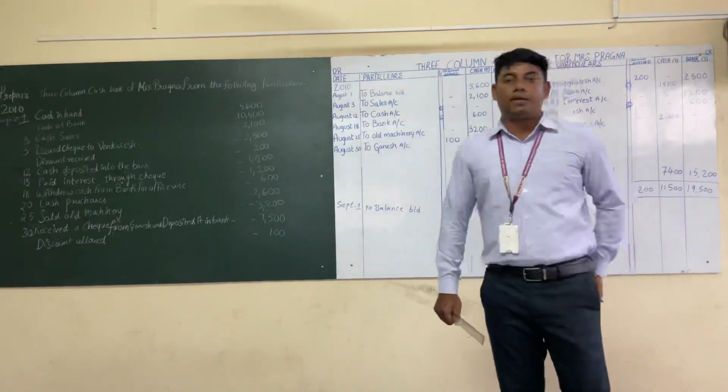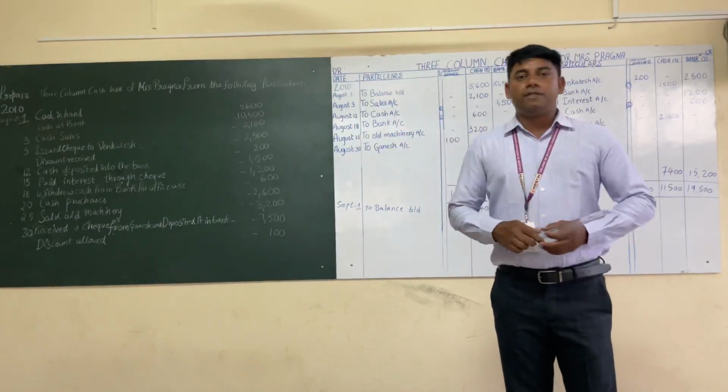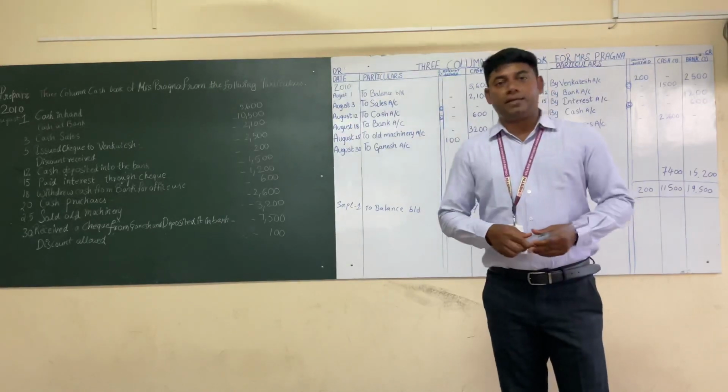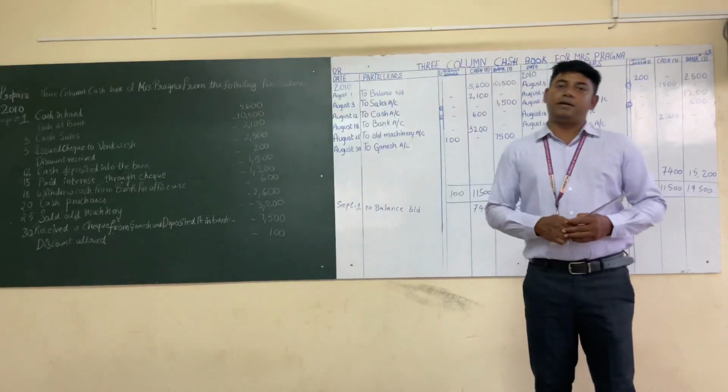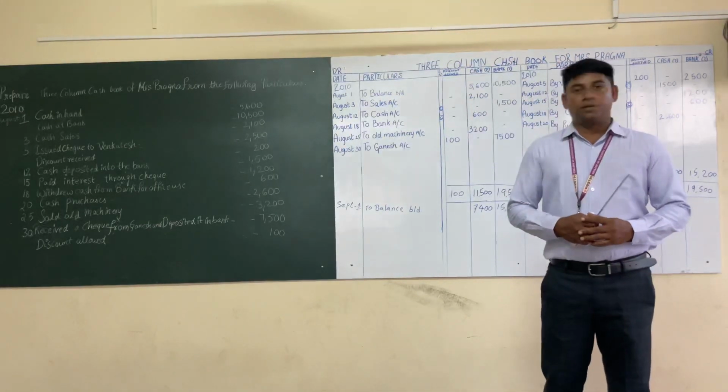So like that, we have to identify and prepare a 3-column cash book without any problems. The only point is the contra entry and its treatment. If you understand the contra entry and its treatment, it is very easy to make a 3-column cash book without any mistakes.